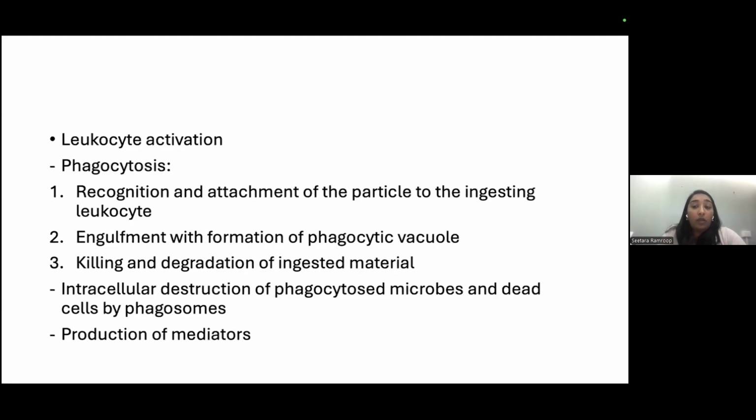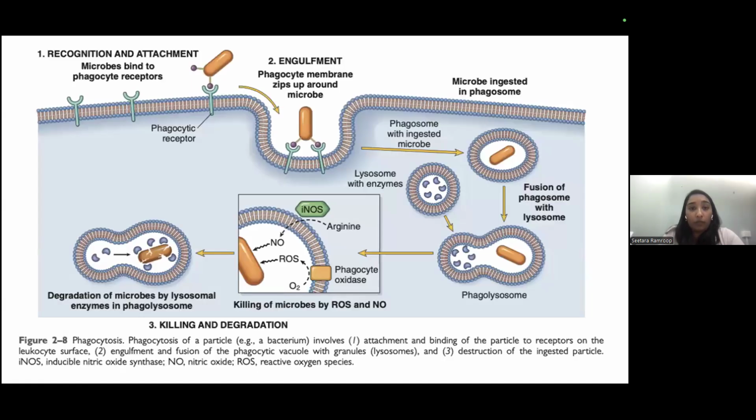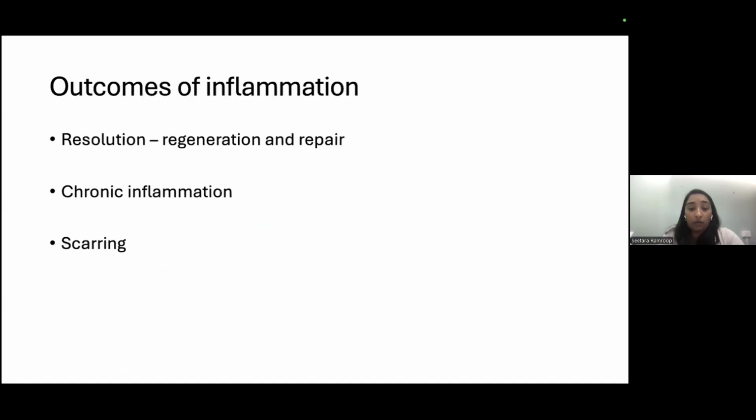Now, once the leukocytes move towards the offending agent, they would undergo activation and then phagocytosis. So within phagocytosis, the leukocytes would recognize and attach to the particle of concern. They would then engulf the particle to form a phagocytic vacuole, which would create a phagosome. And the phagosome would fuse with a lysosome, and it would form a phagolysosome, and that would undergo apoptosis. Right? So this also, again, just pulls that together.